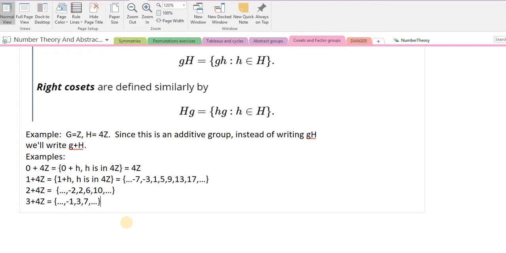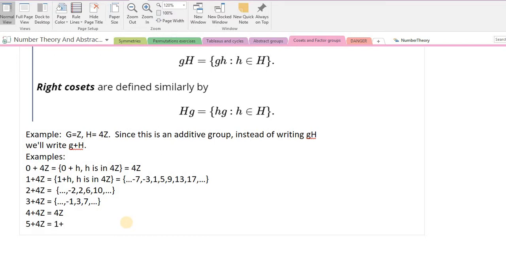All right. Now, and then you can have 4. What's 4 plus 4z? So if I take everything in 4z and add 4 to it, you get back 4z. And so that's equal to 4z. And then 5 plus 4z. 1 is equal to 1 plus 4z.